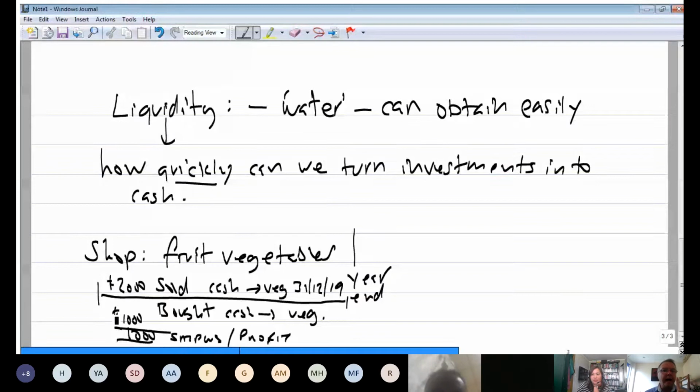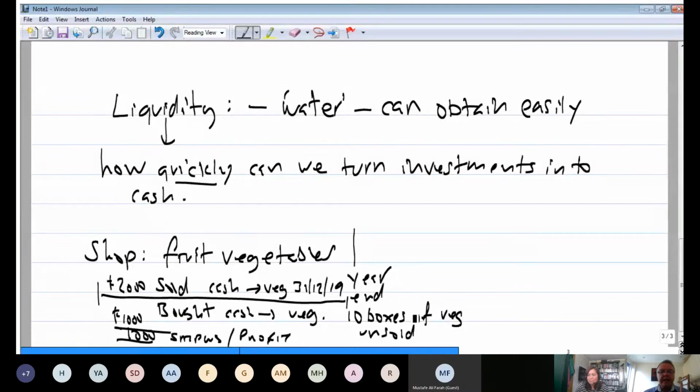It's perfect. However, you didn't sell them all. You had maybe 10 boxes of veg and fruit unsold. Okay, you got 10 boxes of the veg and the fruit unsold. Now that means then, in that instance, you've paid the cash for these, so this still belongs to you. That still belongs to you.